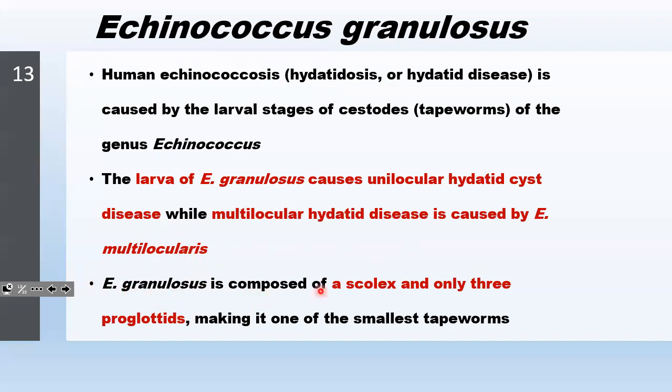Echinococcus granulosus is composed of the scolex and only 3 proglottids. This is very interesting because we can use this to teach students. So when we talk of immature, mature, gravid proglottids, you have everything on one slide. Okay?